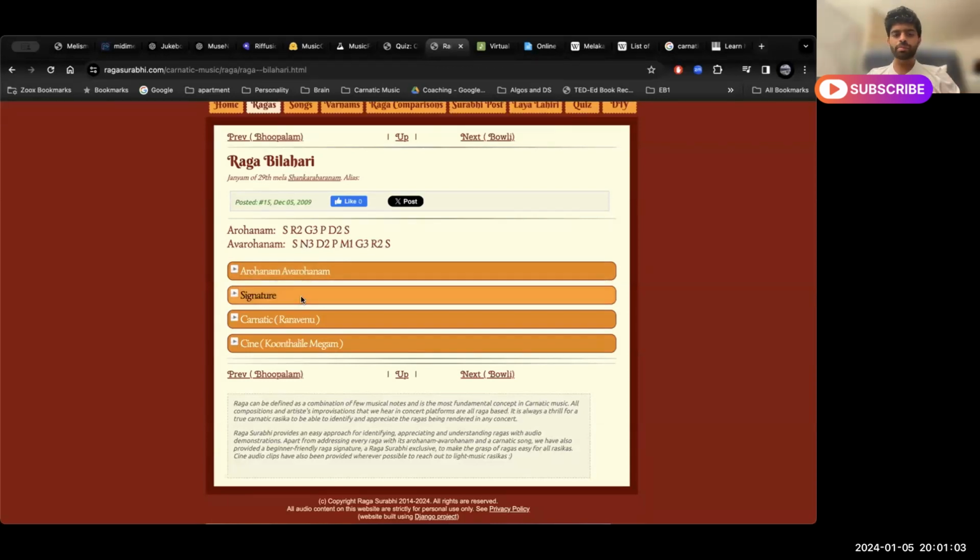So remember some basic key tunes with subtunes within that, and let's listen to the signature of Bilahari.